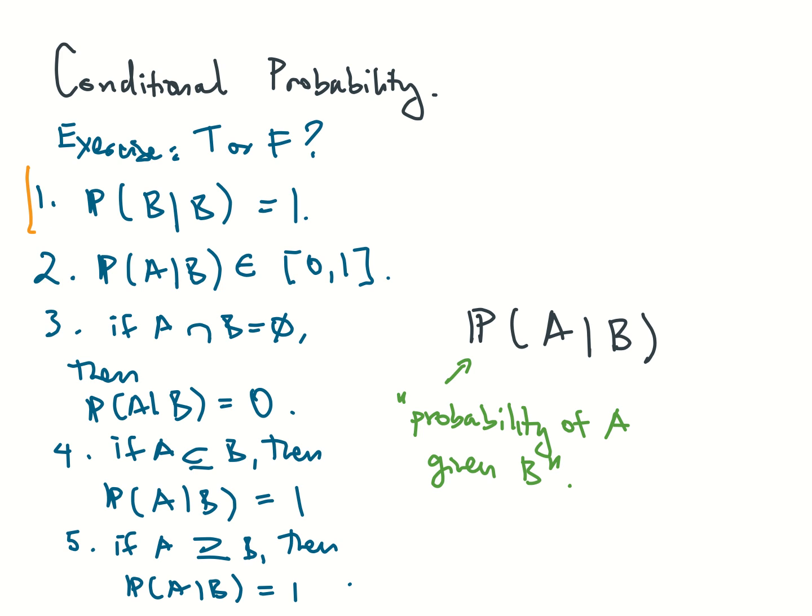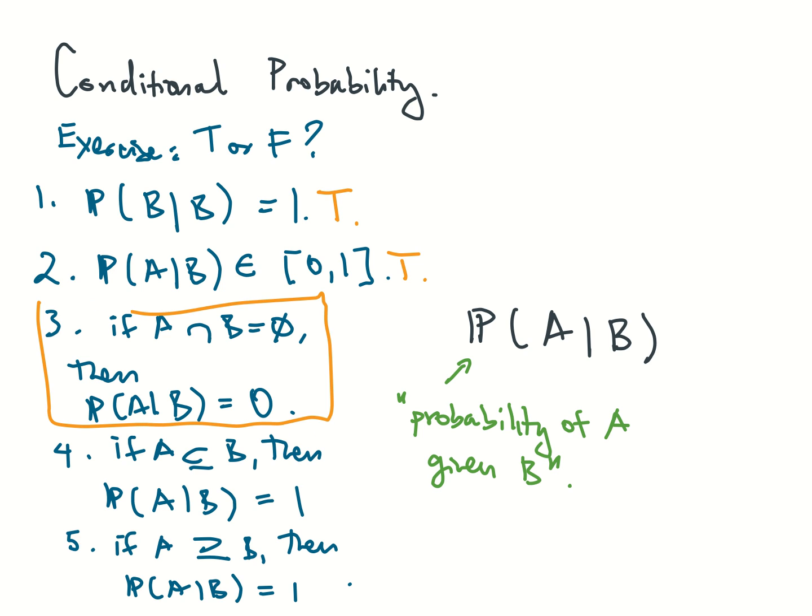Let's look at the first statement. It said, probability of B given B is 1. This is true because B already happened. The second statement said, probability of A given B is a number between 0 and 1. This is true because probability is always a number between 0 and 1.